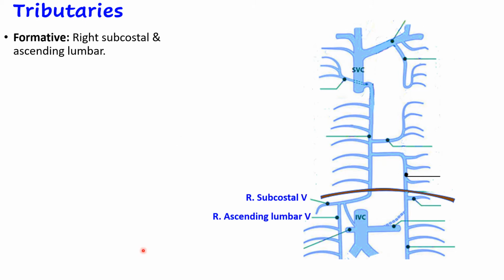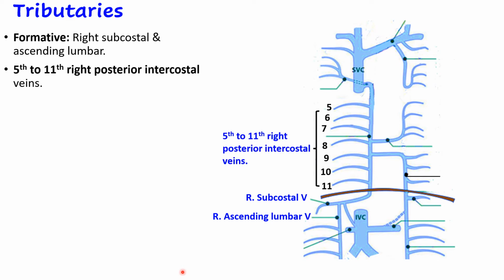Here the tributaries will be formative tributaries. Formative tributaries are mainly the right ascending lumbar vein and right subcostal vein. There can be a third tributary also, which I told you earlier, that is the lumbar azygos vein. So these are the formative tributaries. Don't forget to write them as tributaries. Then, when it is in the posterior mediastinum, it is going to receive the 5th to 11th right posterior intercostal veins. They will all drain into the azygos vein.